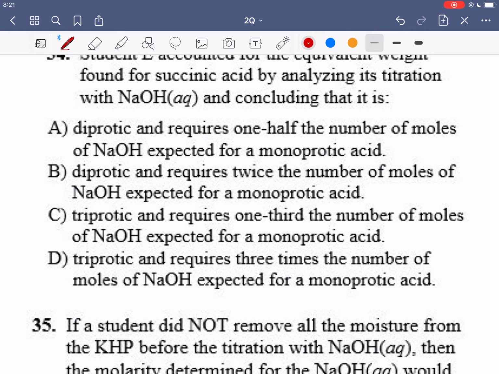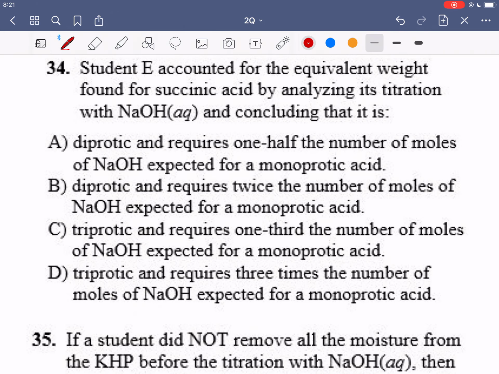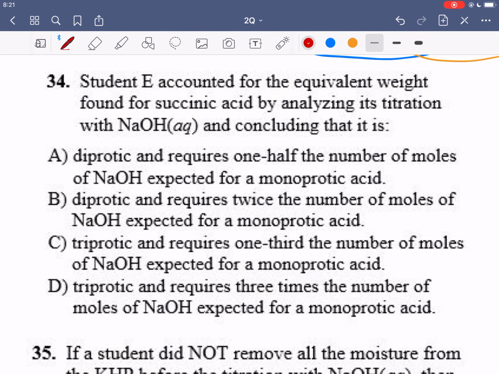Moving on to the next question. So let me just scroll up a bit. Okay. Student E accounted for the equivalent weight found for succinic acid by analyzing its titration with NaOH, and then they concluded that it is what? So look at the answer options. It's either diprotic or triprotic. Firstly, what's it asking us? Student E found the equivalent weight for succinic acid, and then what did they conclude?